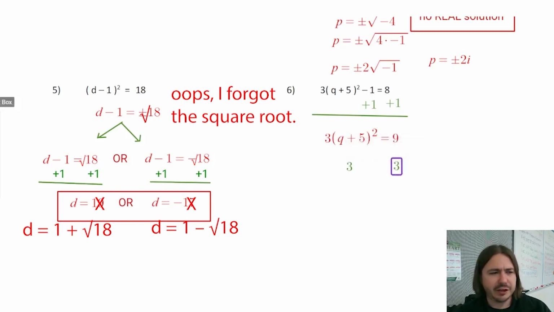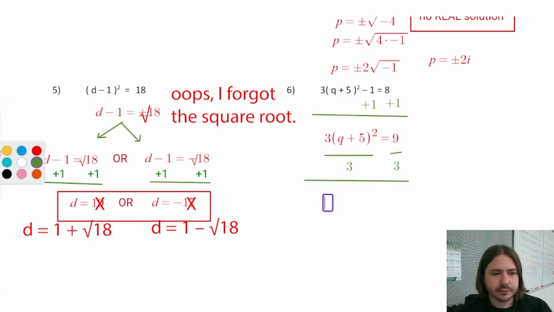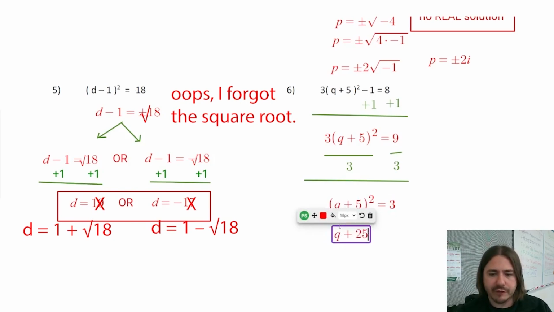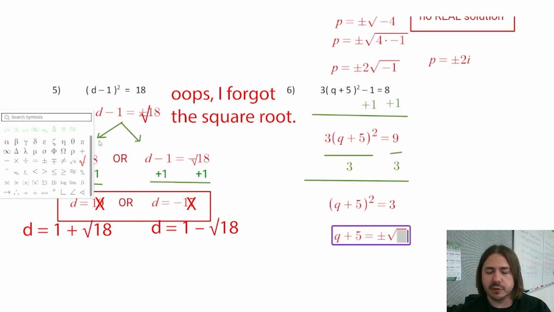Not sure what happened to my fraction bars there. They sort of disappeared for some reason. So now we have q plus 5 quantity squared equals 9 divided by 3, which is 3. And so now we're going to take the square root. Now, square root of 3 is not going to be rational, so we're just going to leave that as plus or minus root 3. That's okay. We're still going to have two solutions here, and here's what they would be. So we'd have q plus 5 equals plus or minus the square root of 3.